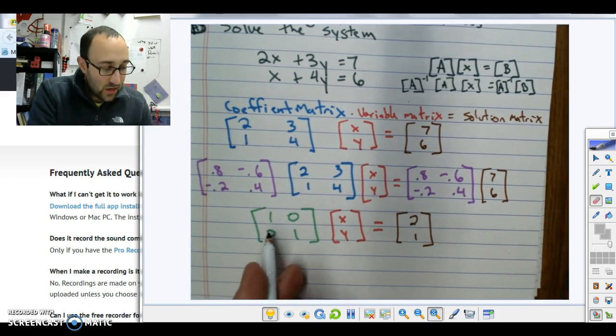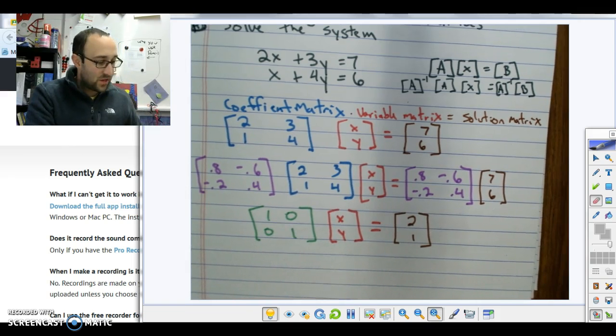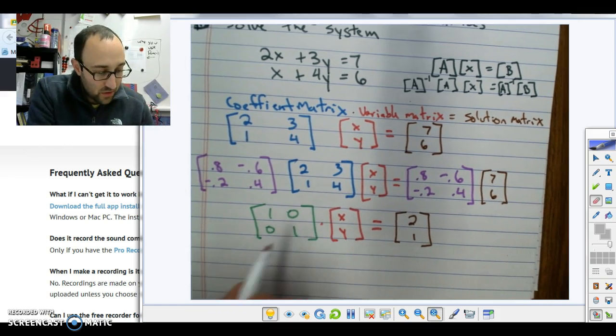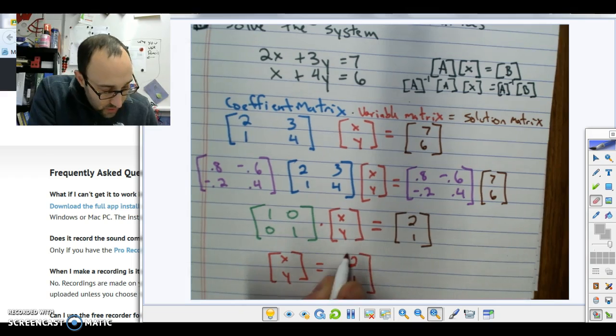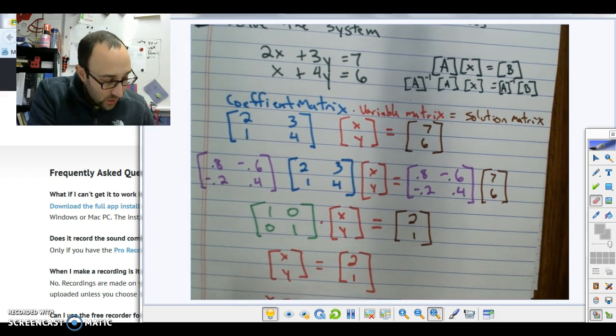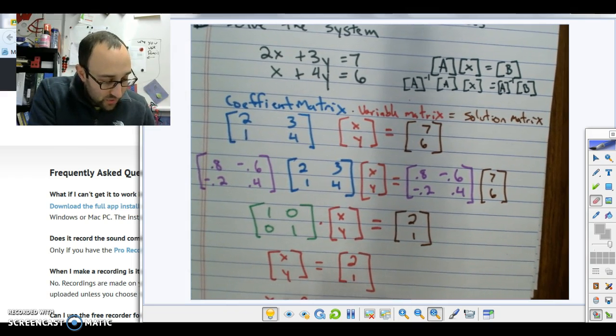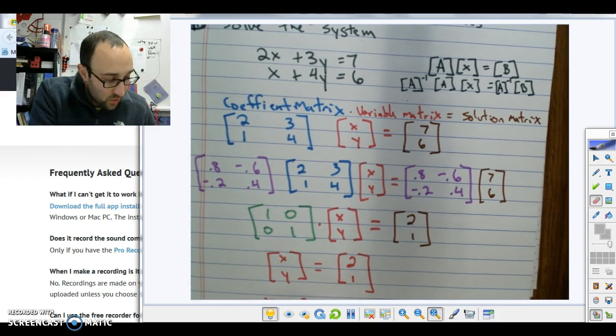Now I've got the identity matrix times any matrix. That means we have x and y. If we multiply those together, we end up with just x, y, and that's going to equal 2, 1. So that means x equals 2, y equals 1. So our solution would be 2, 1.